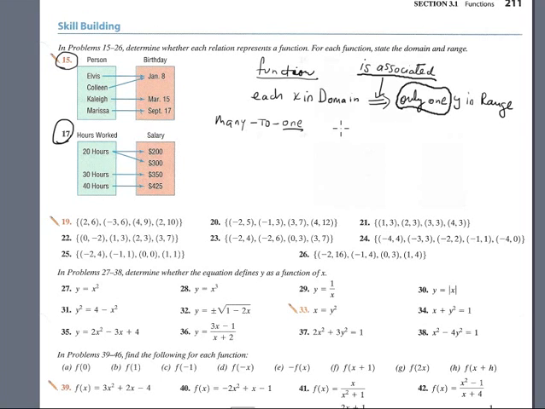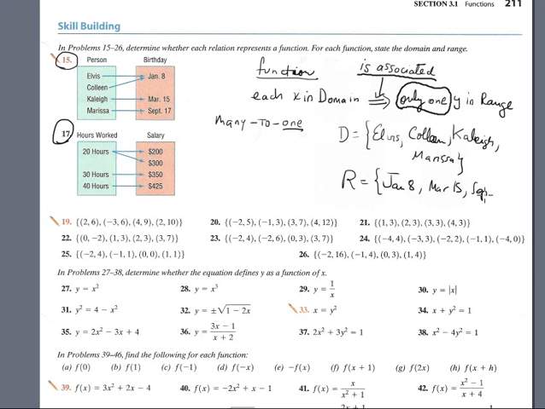And the domain is the set formed by Elvis, Colleen, Khaled, and Marisa. The range, of course, is the set formed by January 8, their birthdays, March 15, and September 17. Okay, this is the idea in exercise 15.